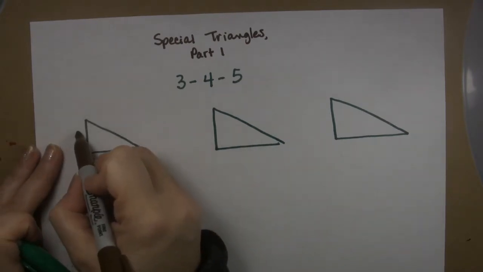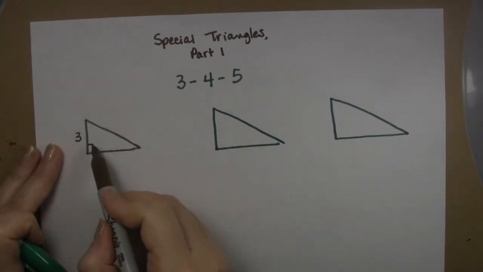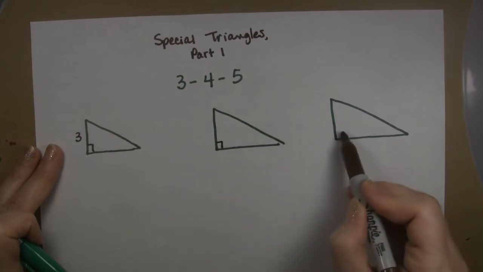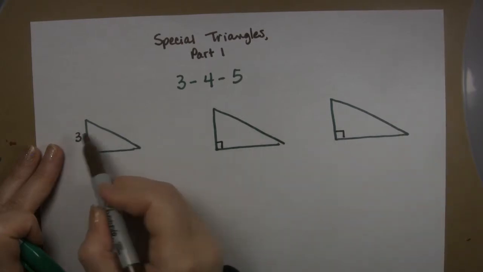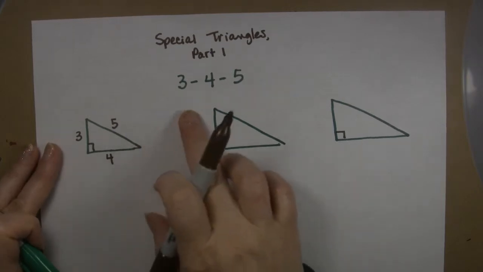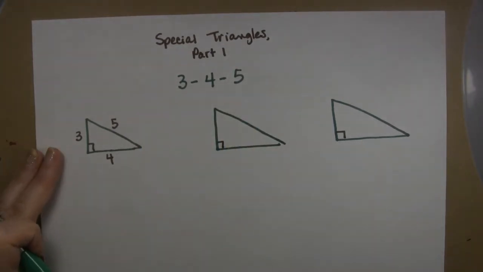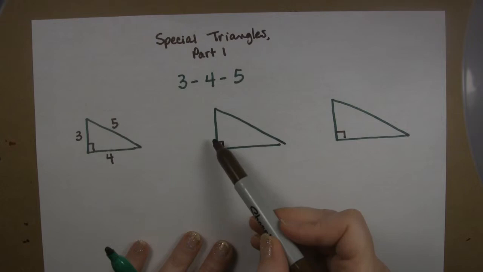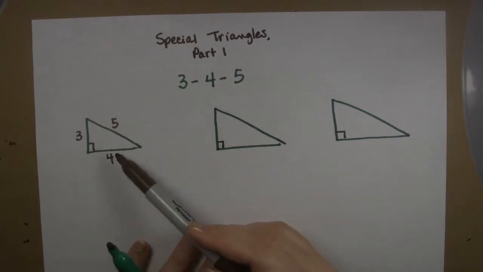Okay, so if this side is 3, you know, by the way, that all 3, 4, 5 triangles are right angles. If this side is 3, then this side is 4, and this side is 5. That's how it gets its name, the 3, 4, 5 triangle. But it could be multiples of 3, 4, 5.